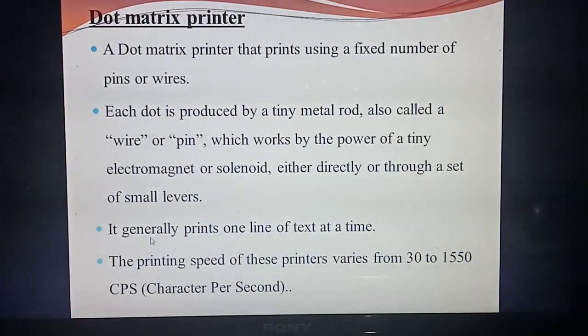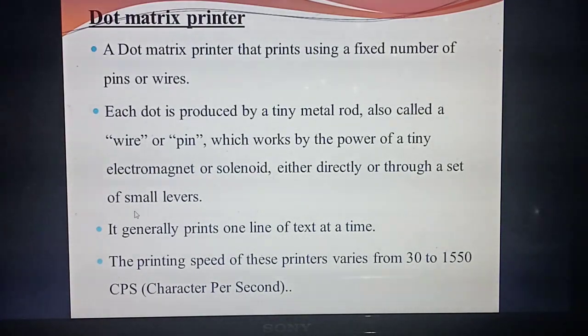Understood the first point? Dot matrix printers have some fixed number of wires or pins. When you are printing, you will get some dots on the paper. This dot is produced by a small tiny metal rod called a wire or pin. This tiny metal rod works by using an electromagnet or solenoid. This electromagnet or solenoid is connected to a small set of levers.